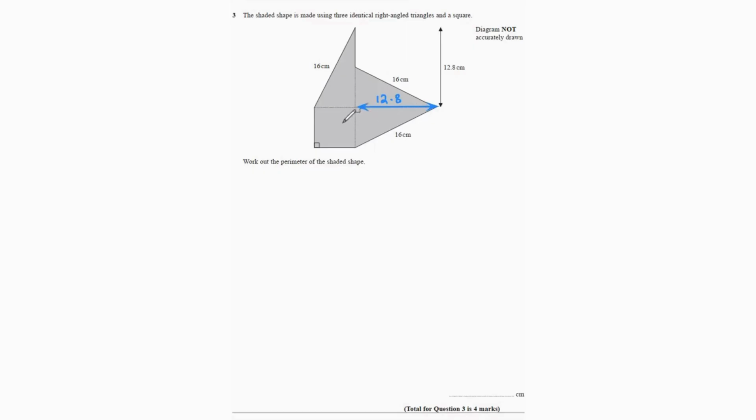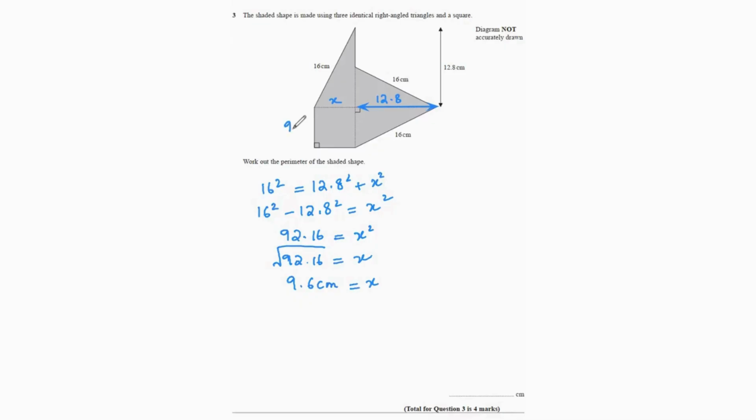So using this and this, we can figure out the length of the square, which is the base of this triangle. So 16 squared equals 12.8 squared plus x squared, sorry. So 16 squared minus 12.8 squared equals x squared, 92.16. And then we take the square root of 92.16, which gives us 9.6 centimeters. So this is 9.6 and this is also 9.6.